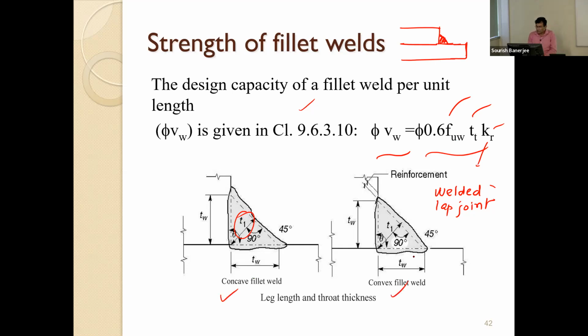And these are the two figures for the different types of fillet weld, concave and convex type. And you can see the throat thickness is shown here.